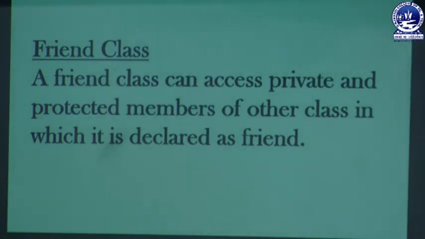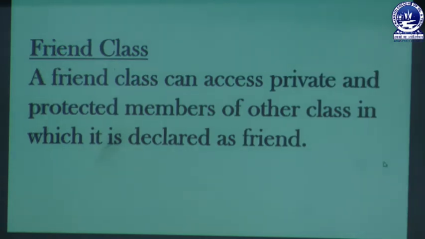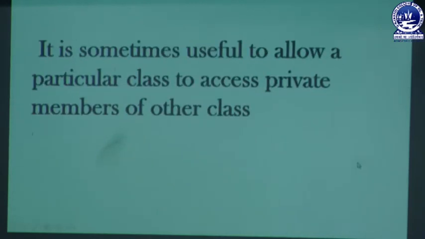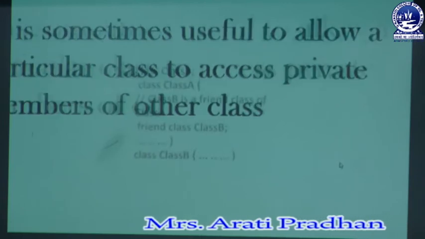A friend class can access private and protected members of the other class which declares it as a friend. When a class is declared as a friend class, all the member functions of the friend class become friend functions. It means that if class A is the friend of class B, then it can access all the private and protected members of class B. It is sometimes useful to allow a particular class to access private members of another class.